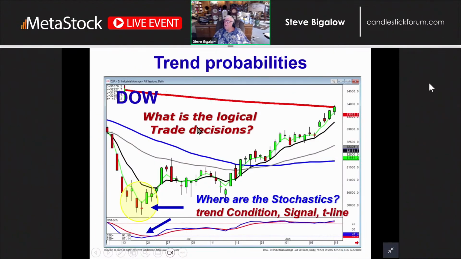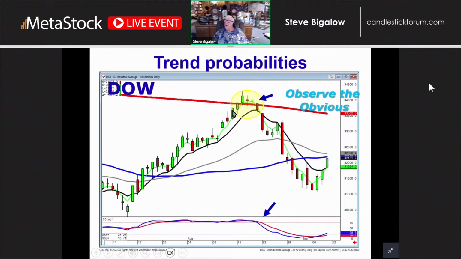So this is what we're looking for. This is what the logical trade decisions are. Where are the stochastics? We're in the oversold area, and we're starting to see candlestick buy signals. That tells us if we're short, we should probably be covering our short and getting prepared to go long. Now, getting prepared to go long means if I see this in the evening or at the close, what am I going to be doing that night? I'm going to be scanning more for long positions than short positions because the probabilities are telling us the investor sentiment has changed.